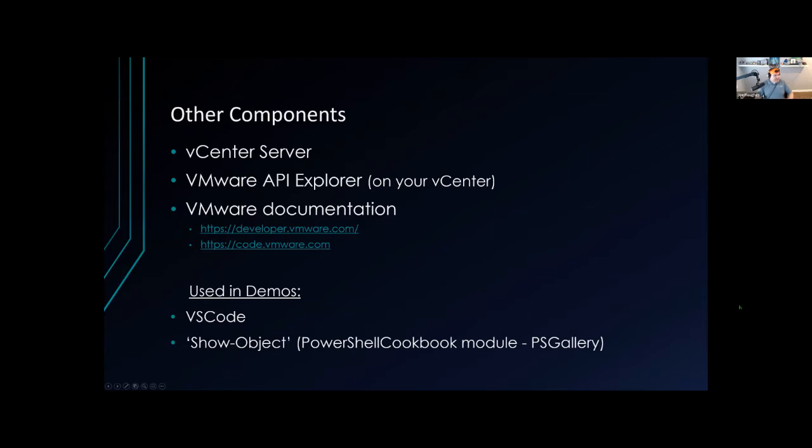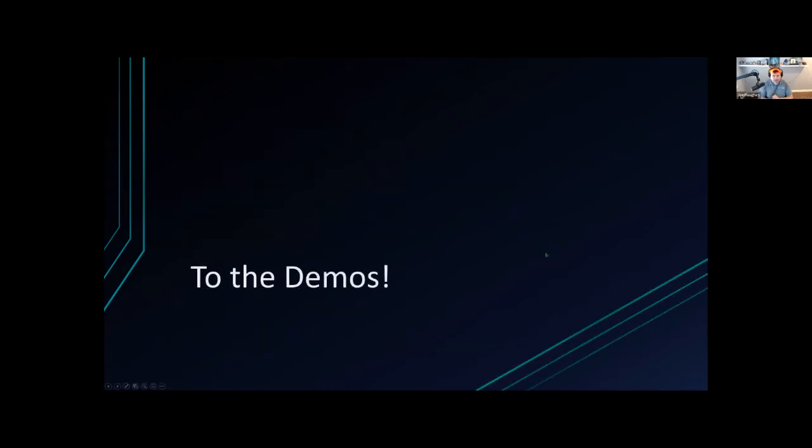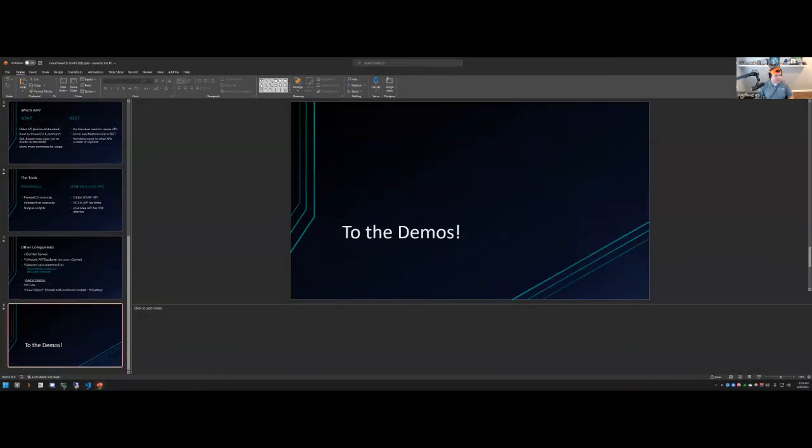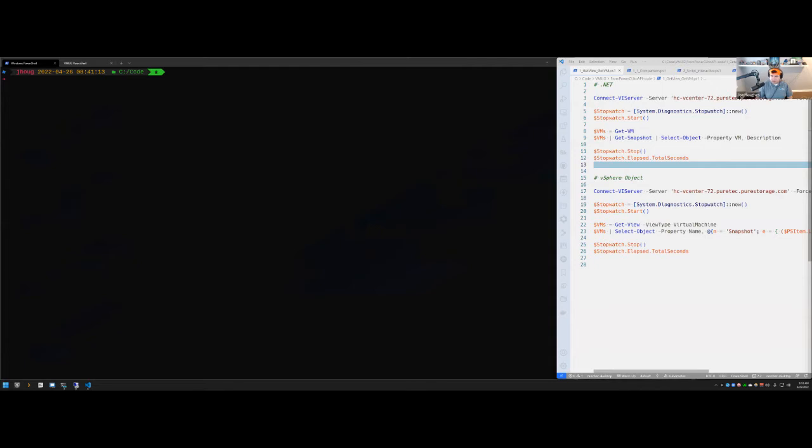And then also in the demos, VS Code is the code editor that I'm using for this. And then I use a Show-Object commandlet that exists inside of the PowerShell Cookbook module from the PowerShell Gallery. That's just to make it a little bit easier because I do some stuff where we want to show the tree hierarchy of all of these objects. So let's go ahead and get to the demos.